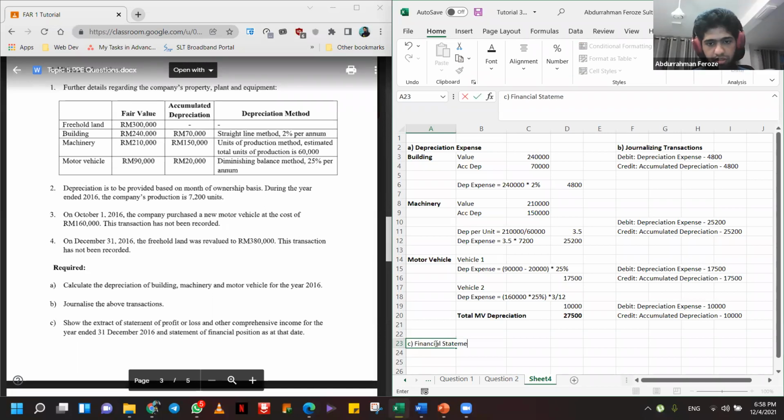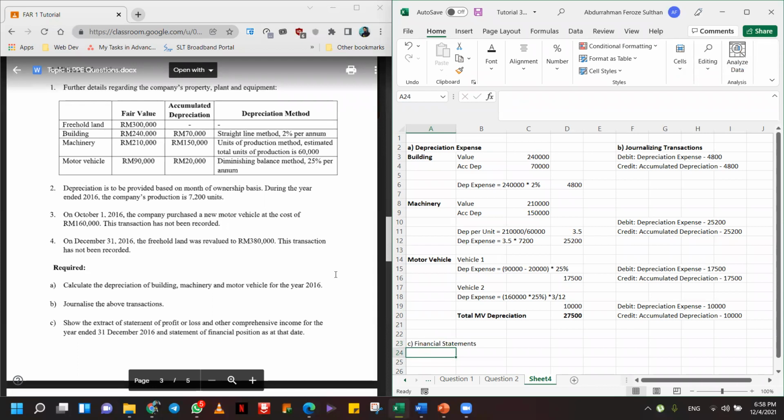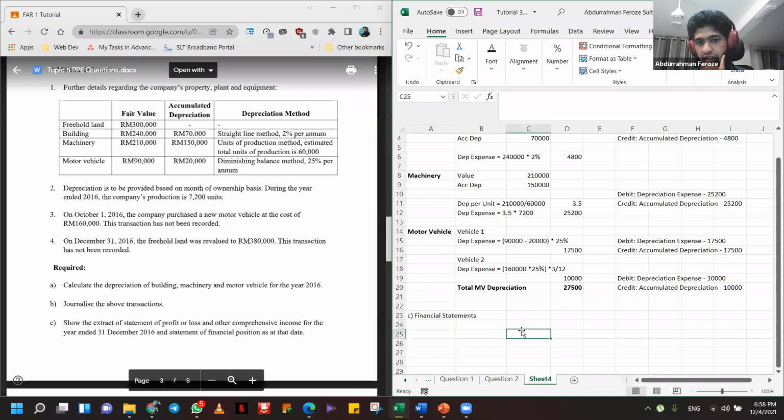So now we show the extract of the statement of profit or loss and other comprehensive income. The only thing that'll be shown in the SOPL are the expenses, right? So the depreciation expense.